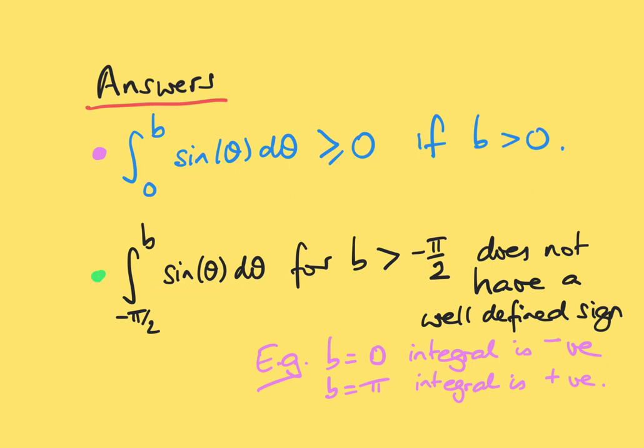Coming down to this integral from minus pi over 2 to b, for b greater than minus pi over 2, the integral of sine theta with respect to theta does not have a well-defined sign. For example, if b is 0, the integral is negative. If b is pi, the integral is positive. So this can have both negative and positive values depending on the choice of b.